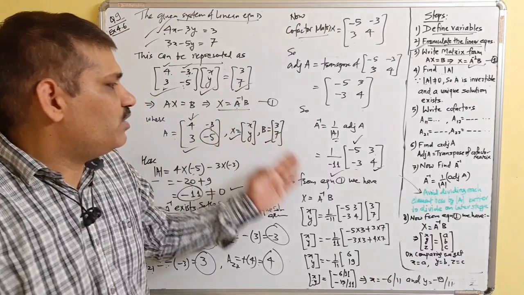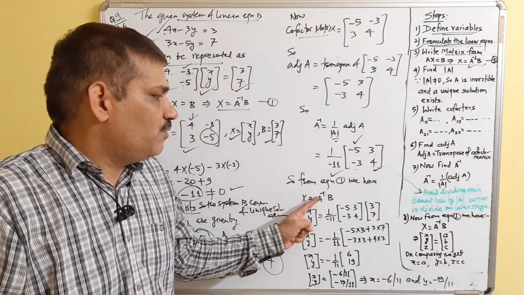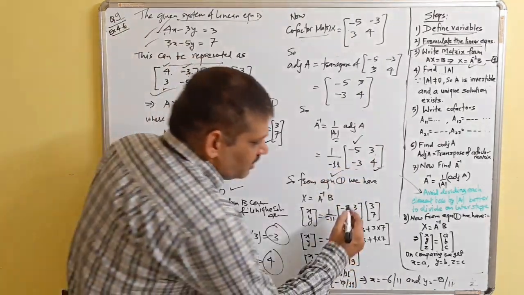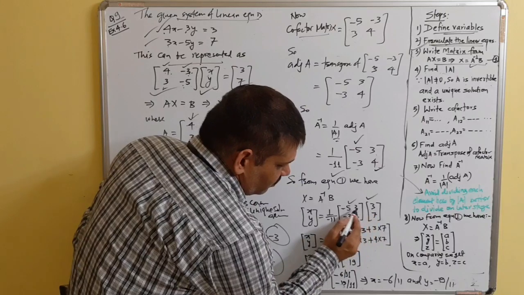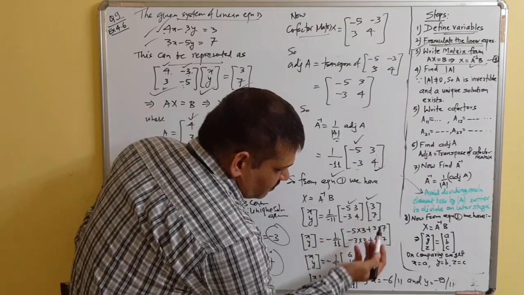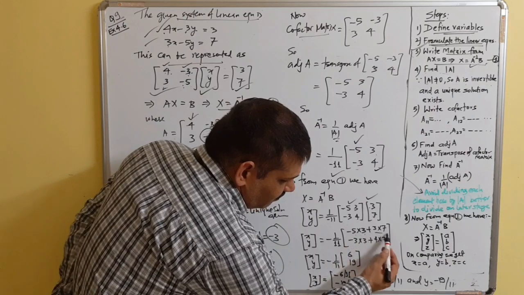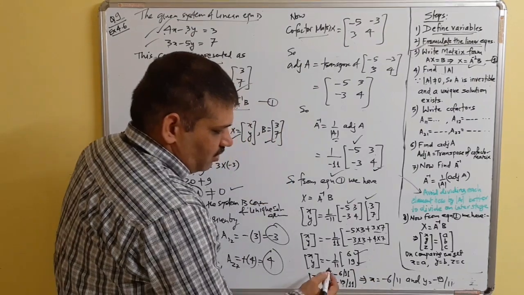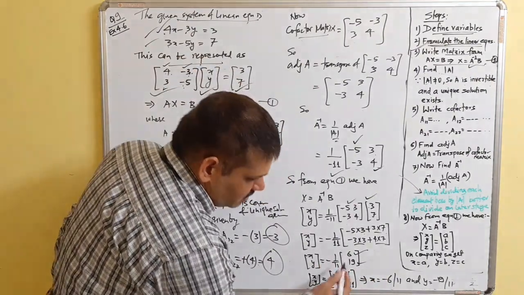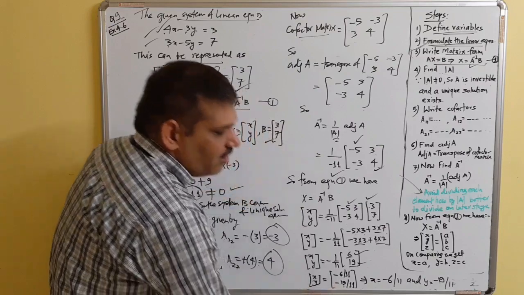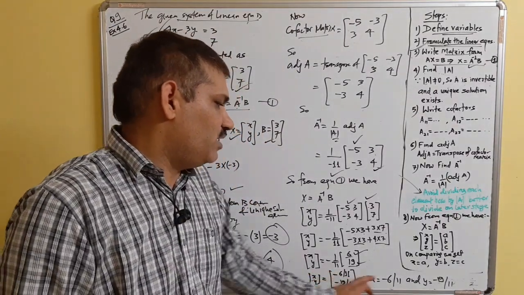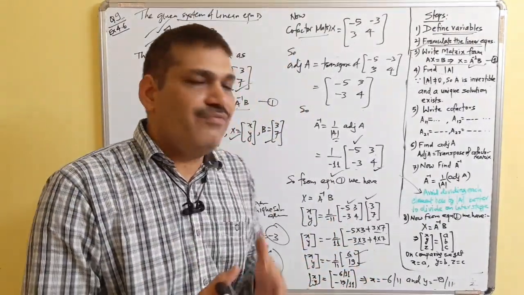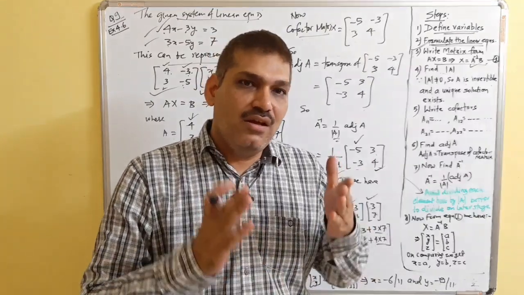Now from equation 1, X is equal to A inverse B, we put the value of X, that is x, y. We put the value of A inverse, 1 upon minus 11 times this, and B is this. So now we multiply this with this. This gives minus 5 into 3 plus 3 into 7, and minus 3 into 3 plus 4 into 7, that gives us minus 15 plus 21, that is plus 6, and minus 9 plus 28 is 19. Now we divide all the terms by minus 11, so it gives us minus 6 by 11 and minus 19 by 11. Finally, on comparing, we get x is equal to minus 6 by 11 and y is equal to minus 19 by 11. So this is how we find the solution of a system of linear equations.